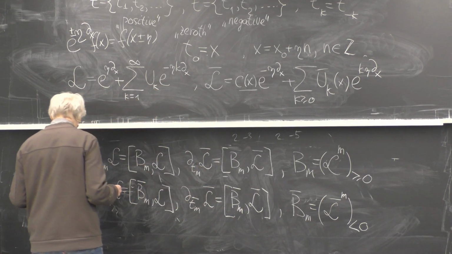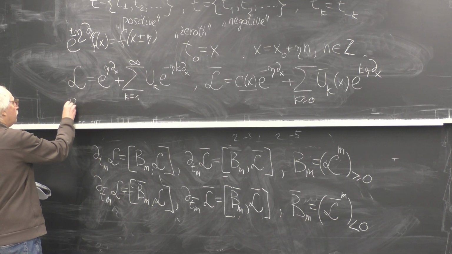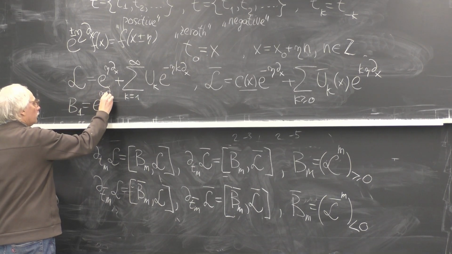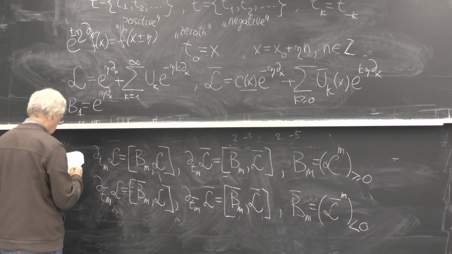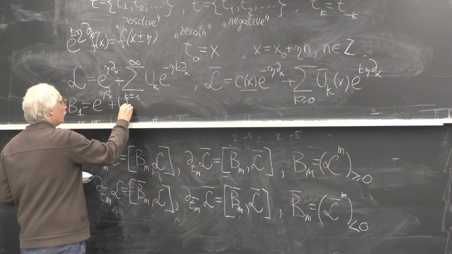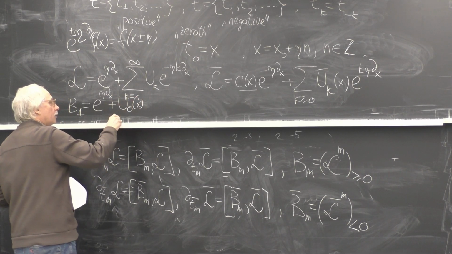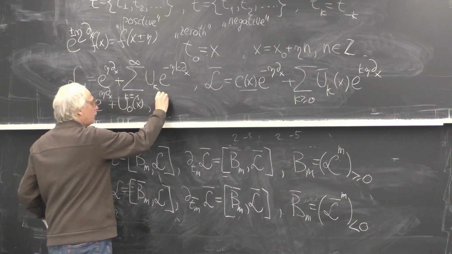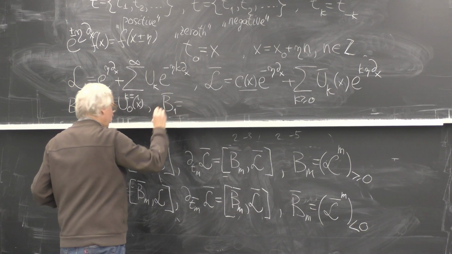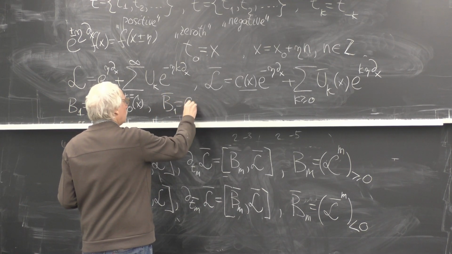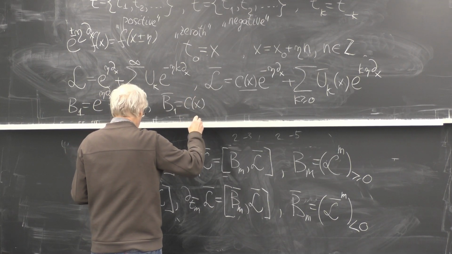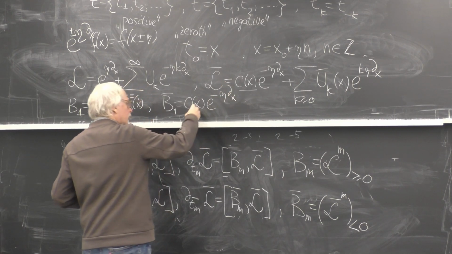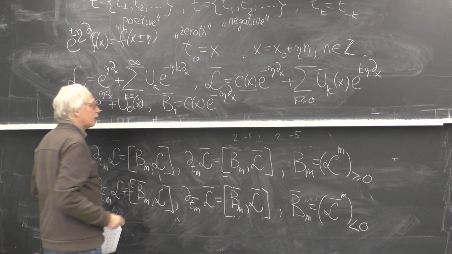For example, B1 is the shift operator of this form, with this U0 coefficient, and B bar 1 is a shift to the left with some function here.